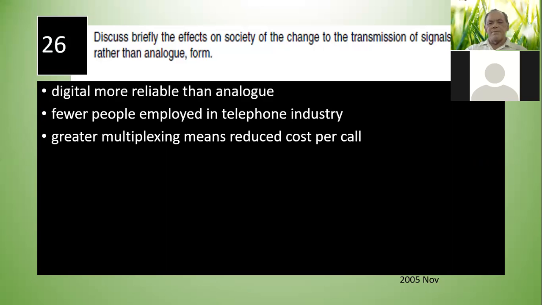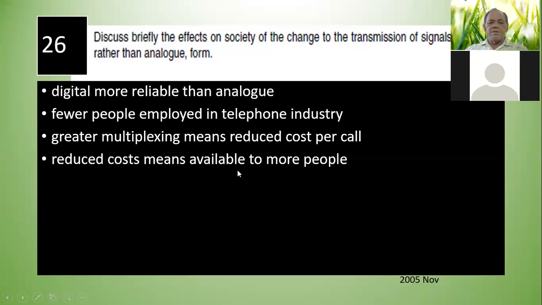Greater multiplexing means reduced cost per call. Previously, one wire, one caller, and one receiver, so it became very expensive. Now, if we can have one cable with many people using it, then it becomes cheaper. It's called multiplexing. We can use frequency multiplexing, like frequency modulation.